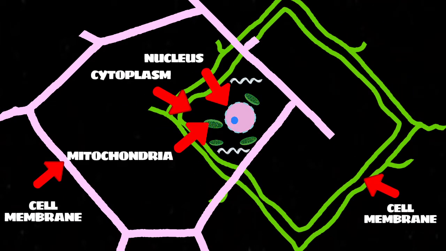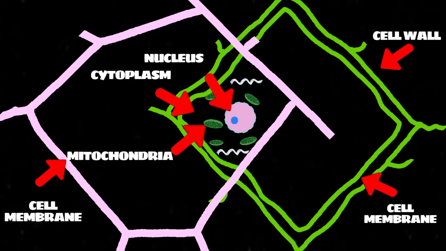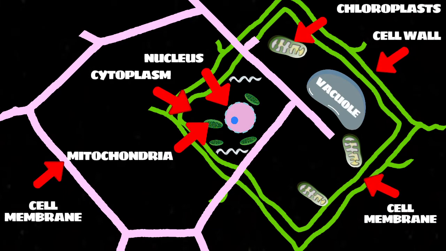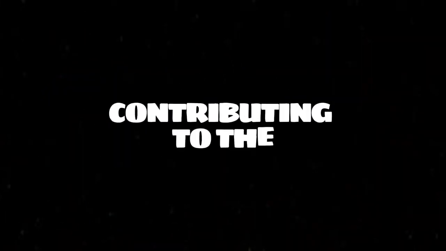In the plant cell, however, the cell wall protecting the fragile insides, chloroplast, another major energy source, and the vacuole in charge of the cell's metabolism exist, contributing to the complexness of it.